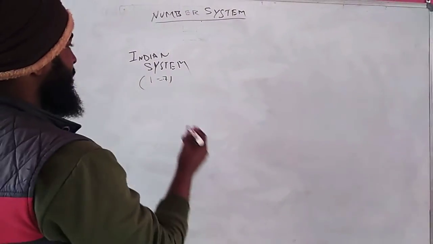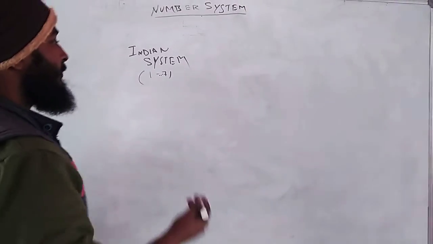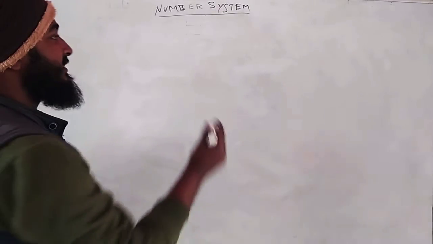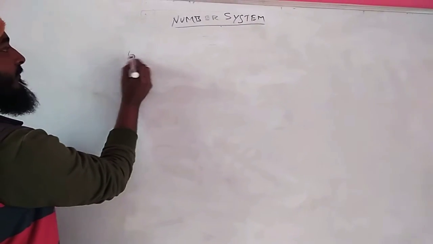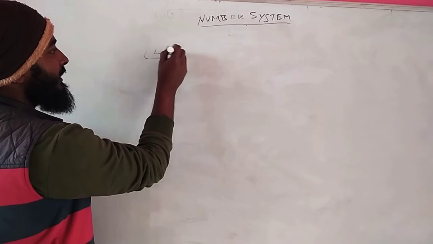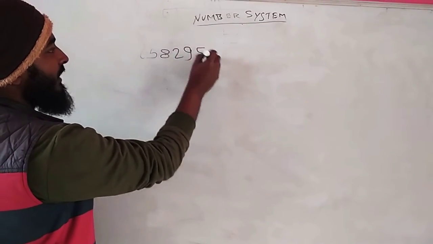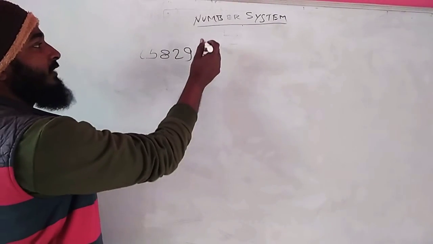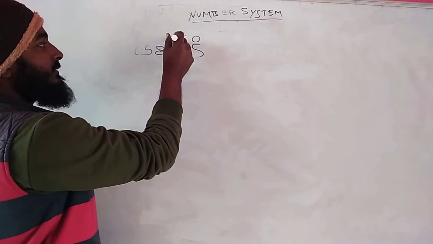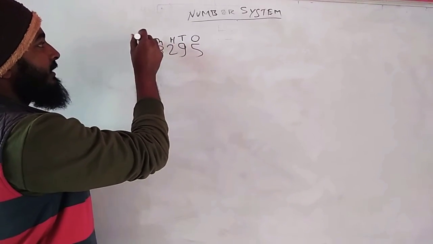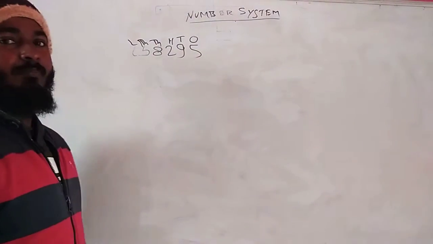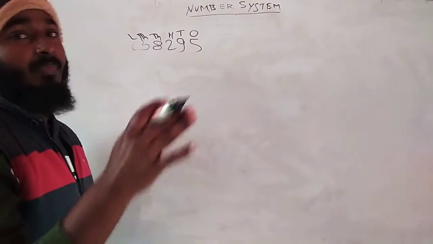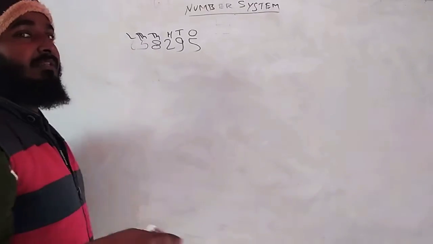Number system. Suppose I take a number here, like 5, 6, 8, 2, 9, 5. What we have to do is put ones, tens, hundreds, thousands, ten thousands, and then lakh above the number. This is the place value chart. What's the need to write ones, tens above the number? The need is that you can deal with this topic easily.